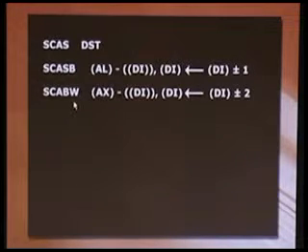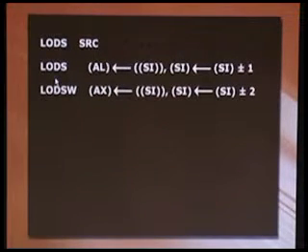The operation is the subtraction. It is common in both cases. In the case of the byte oriented one, the register is AL. In the case of the word oriented one, the register is AX. Let us see one more instruction, LODS SRC.